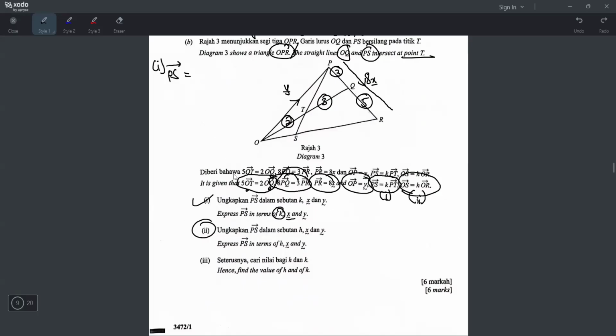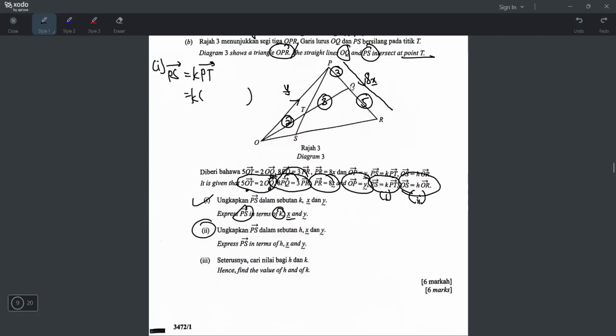Okay, let's do question 1 first. PS in terms of KXY, we have to use this information. But if you look at this information, they already say PS is KPT. So why not you just straight away write it like this, right? Because what I want to find is PS, and what they gave here is also PS, so it's like already the same. So you just take K times PT. And now we just have to find vector PT. But they never give us the vector PT, right? So how can we find it?